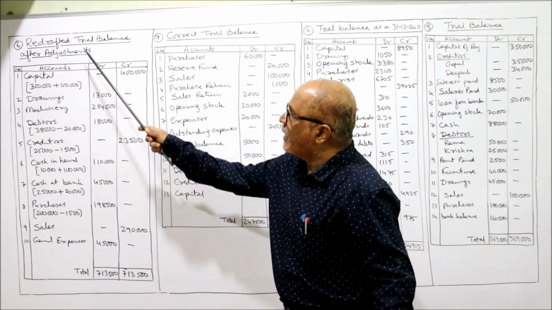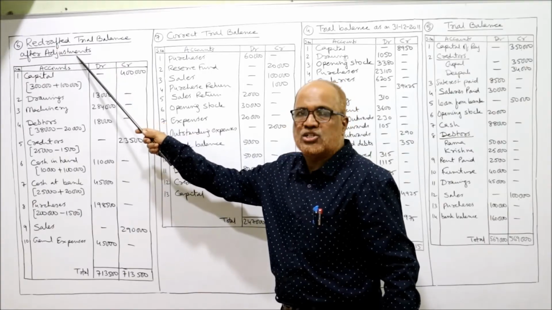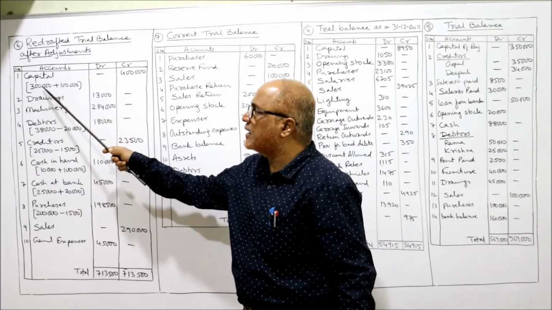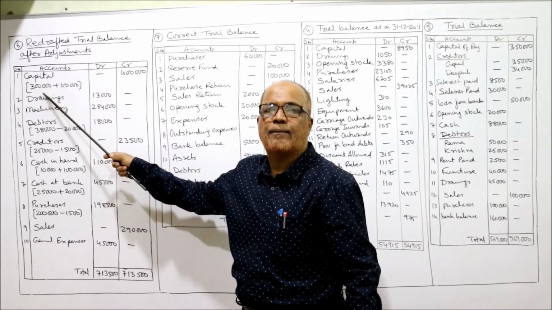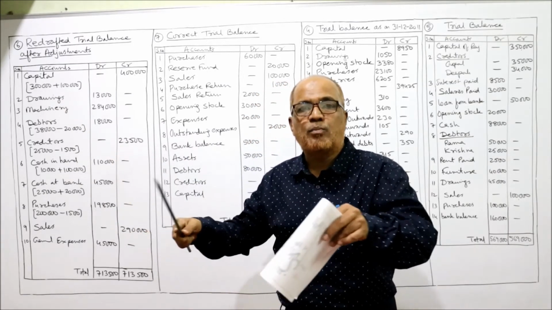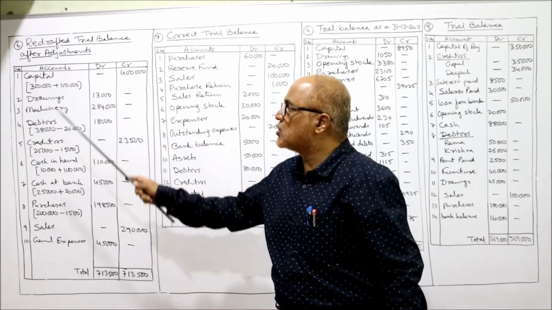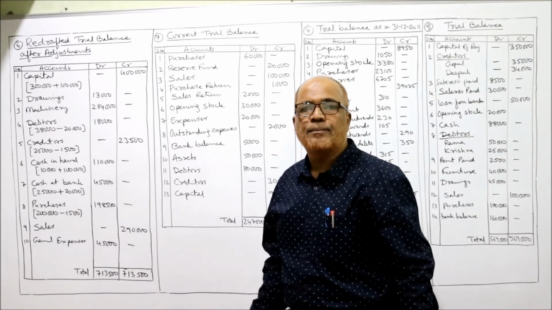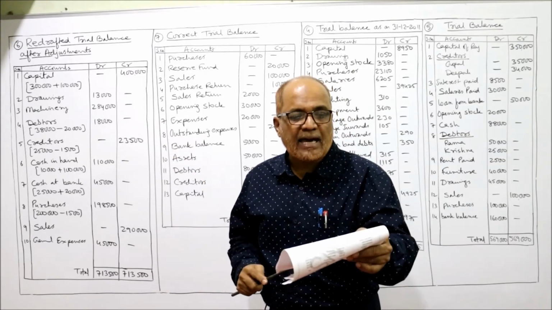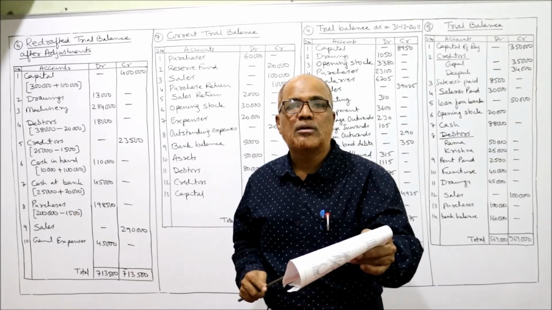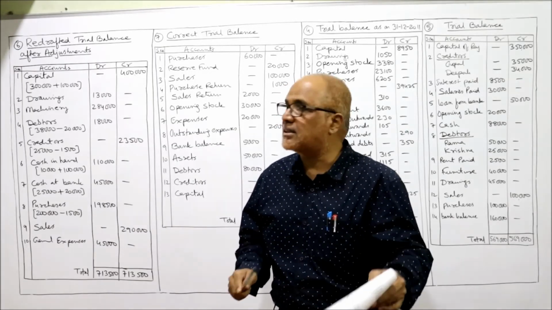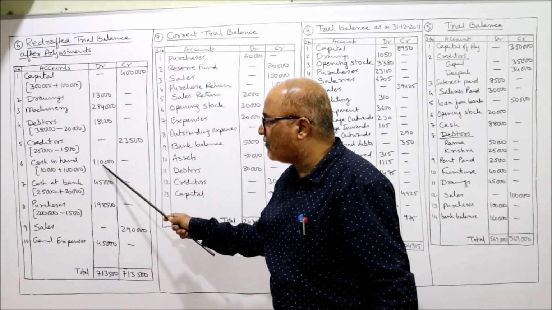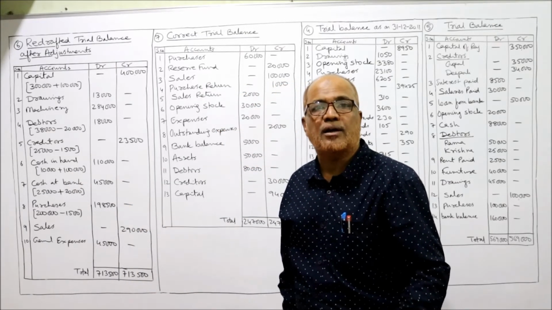Now see here, the redrafted trial balance after adjustment. After adjustment, what is the new trial balance? Earlier capital, before adjustment, was 3 lakh. Now the adjustment says he has brought 1 lakh rupees capital, so 3 lakh plus 1 lakh, 4 lakh rupees capital. And what is the other effect? The cash will increase. The cash in hand was given as 10,000. Now we make it 1 lakh plus 10,000, so 1 lakh 10,000 is the new cash in hand.